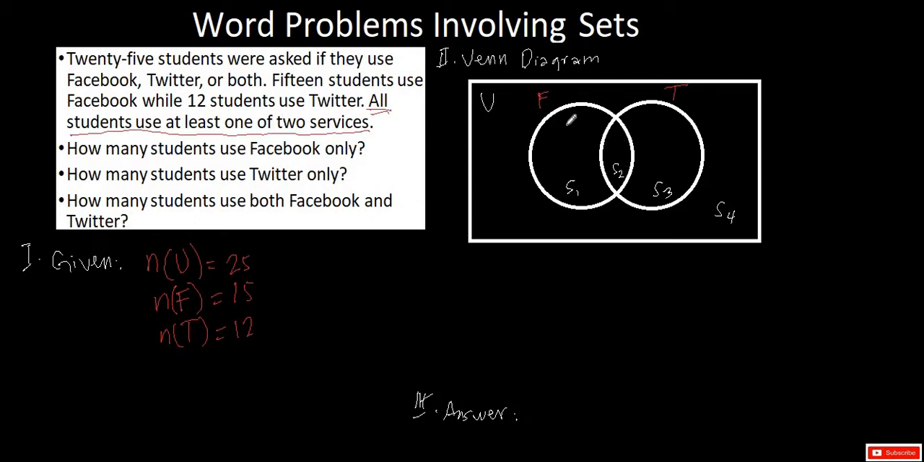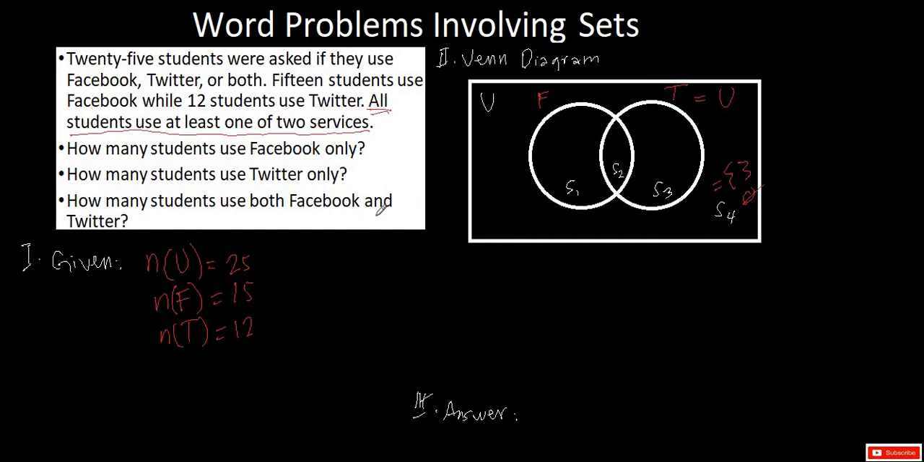So therefore, since all of the students have used at least one of two services, the union of set F and set T is already our universal set. And that means that this S sub 4 is the empty or null set.